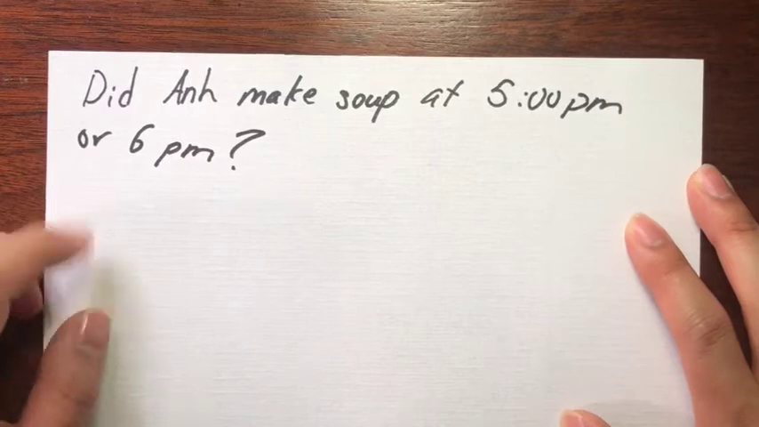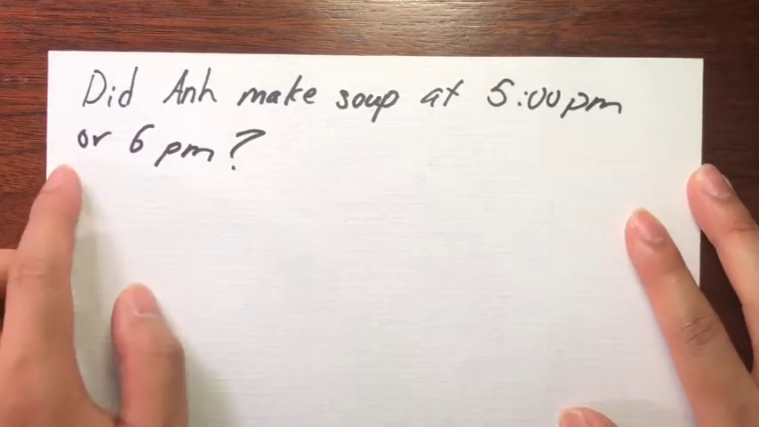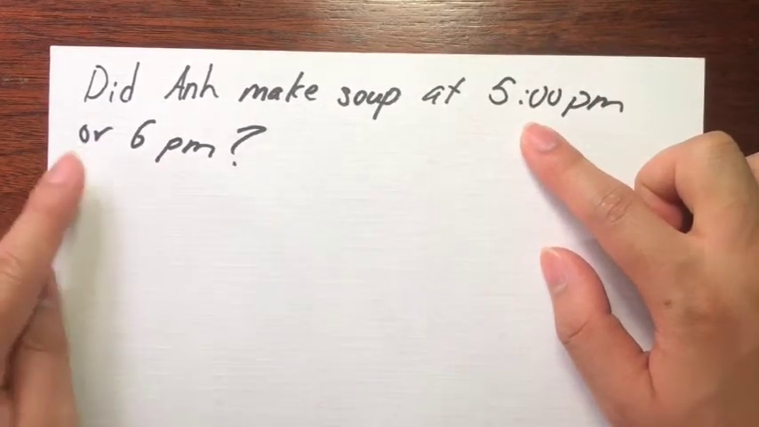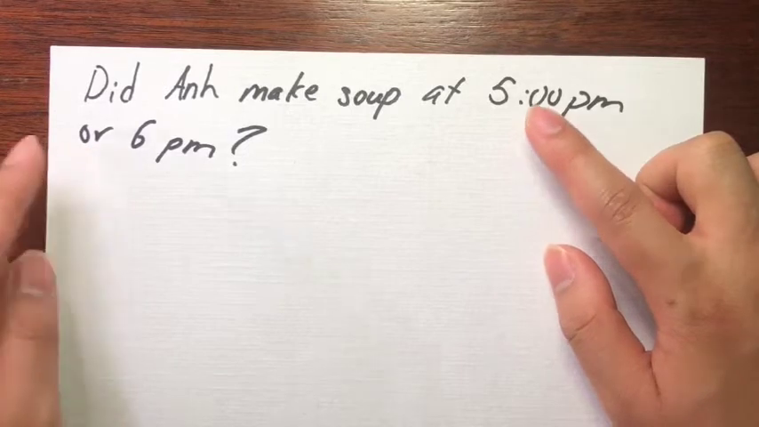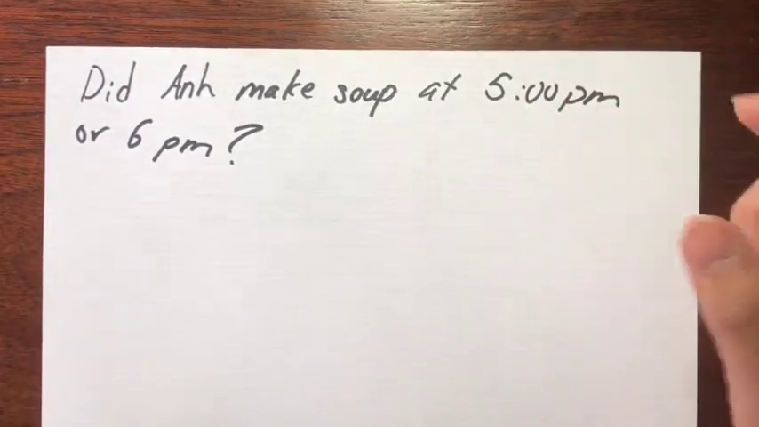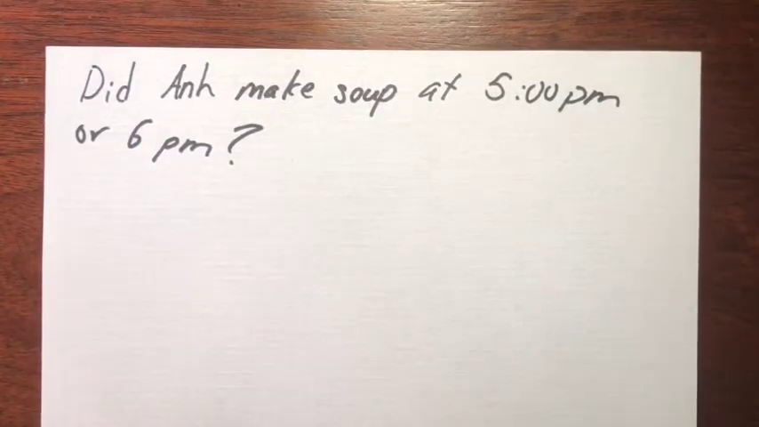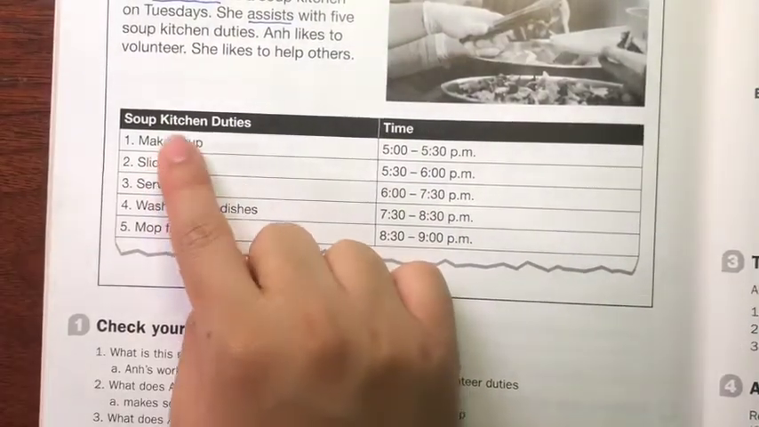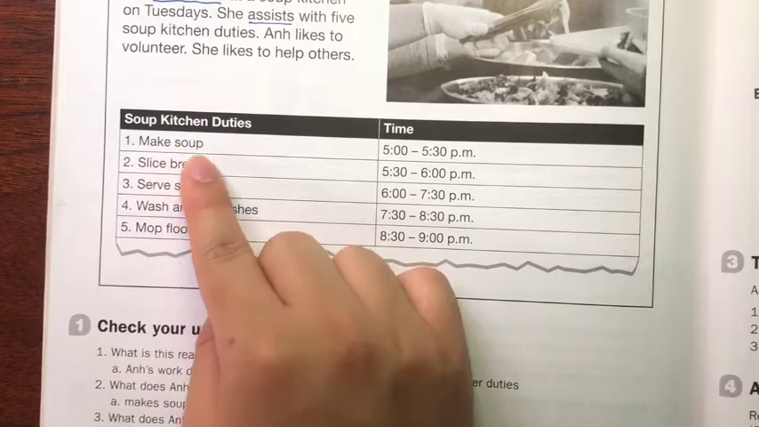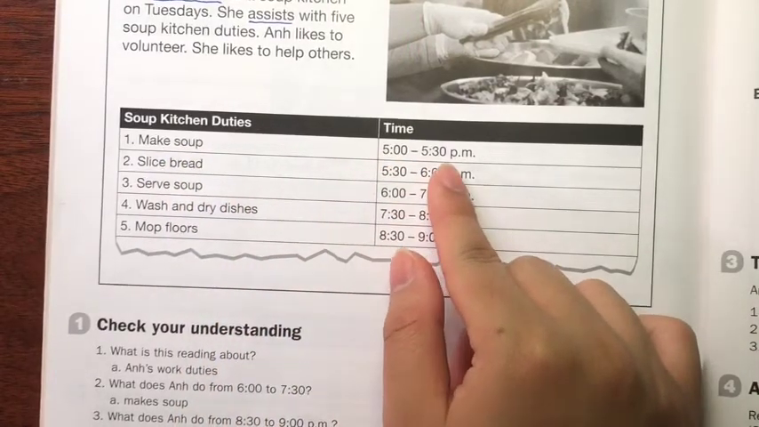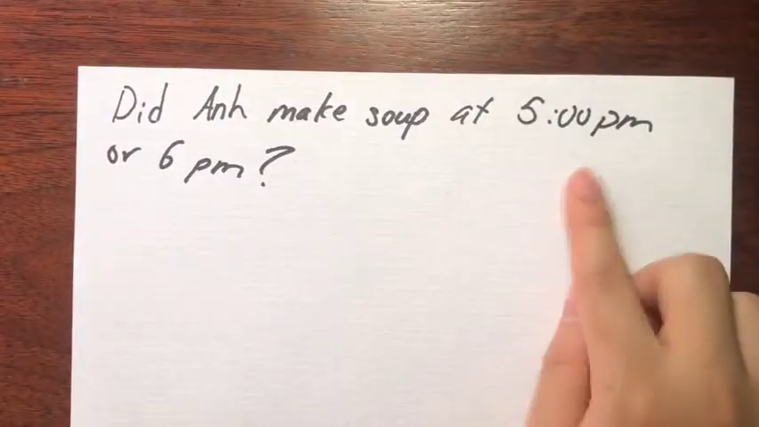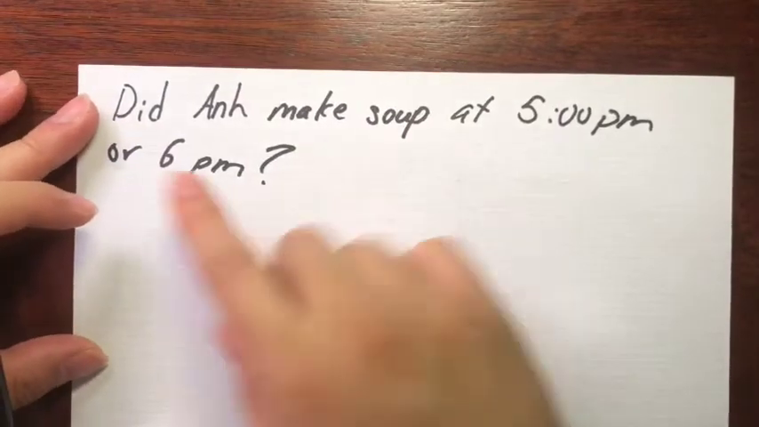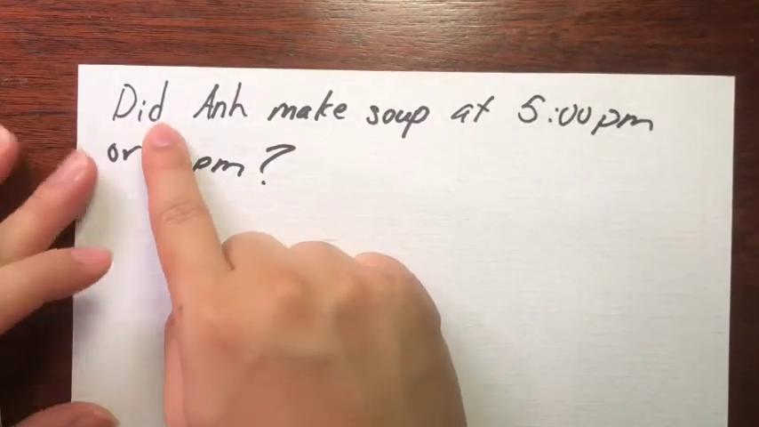So we know we're talking about the past, something that happened already. And the question is giving us two different times, 5 p.m. and 6 p.m. With the word or, we know we need to choose one, 5 p.m. or 6 p.m. So did Anne make soup at 5 p.m. or 6 p.m.? Let's see. Soup kitchen duties. Number 1, make soup. Time, 5 p.m. to 5:30 p.m. So, we know that she makes soup at 5 p.m. But we have to write the answer in the past tense because the question is in the past tense.